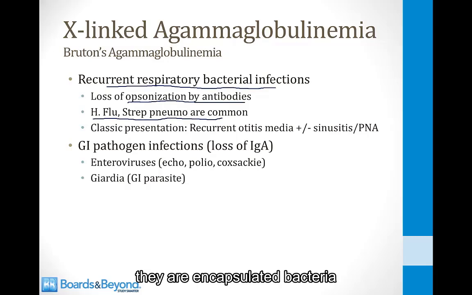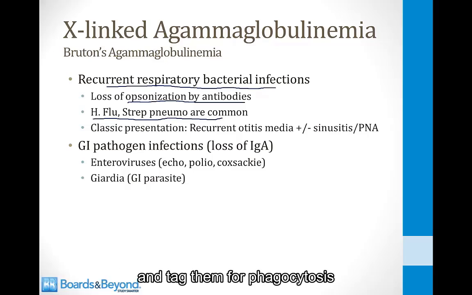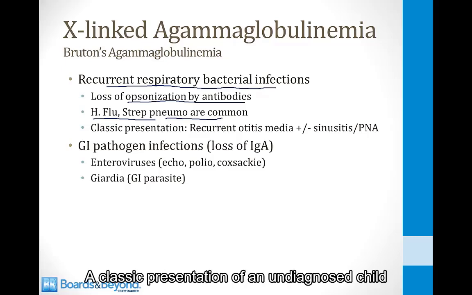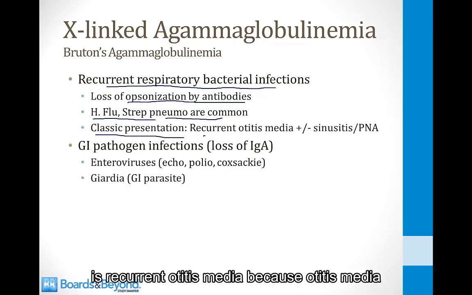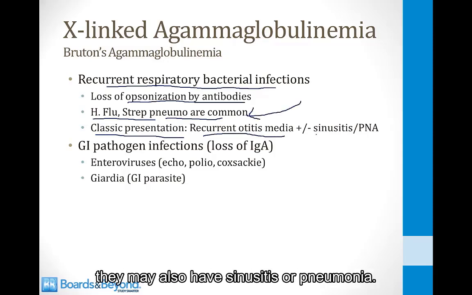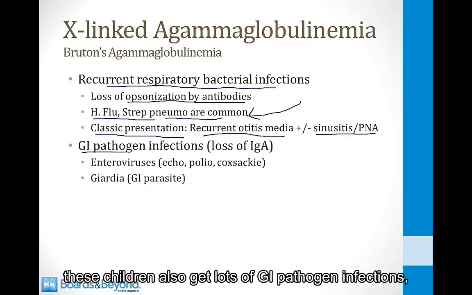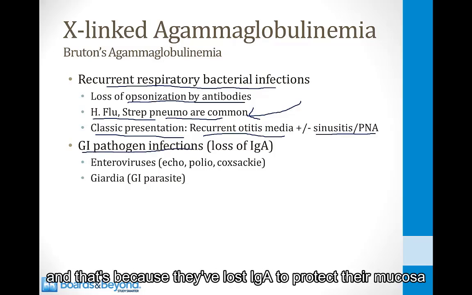They are encapsulated bacteria, and you really need antibodies to coat encapsulated bacteria and tag them for phagocytosis in order to clear these pathogens. A classic presentation of an undiagnosed child is recurrent otitis media, because otitis media is caused by these two pathogens. They may also have sinusitis or pneumonia. In addition to the respiratory bacterial infections, these children also get lots of GI pathogen infections, and that's because they've lost IgA to protect their mucosa.